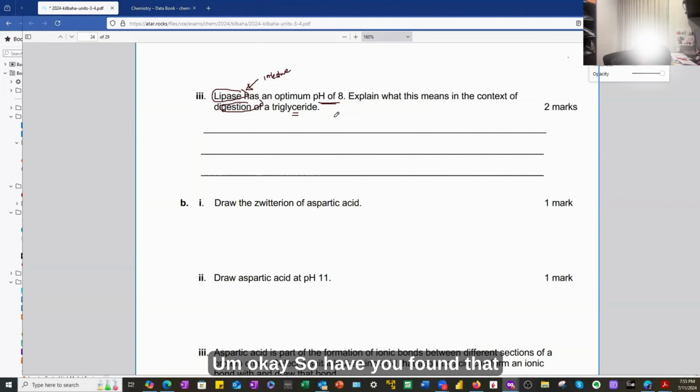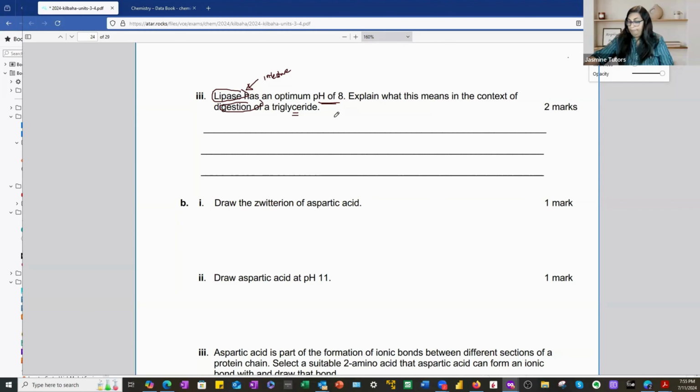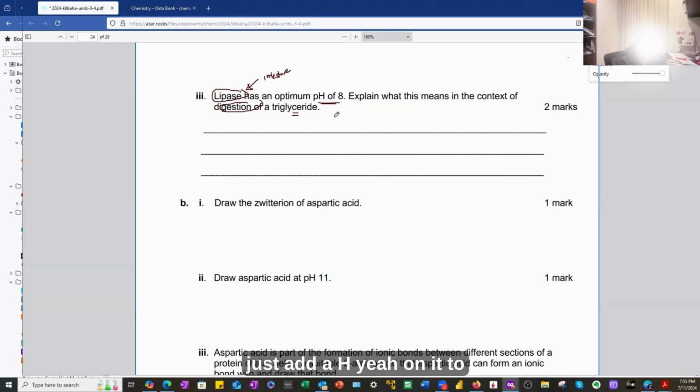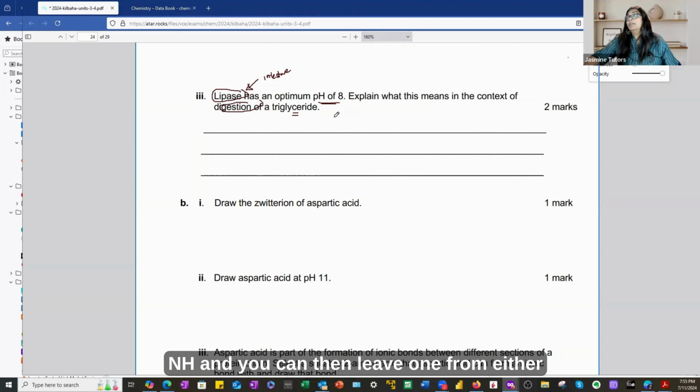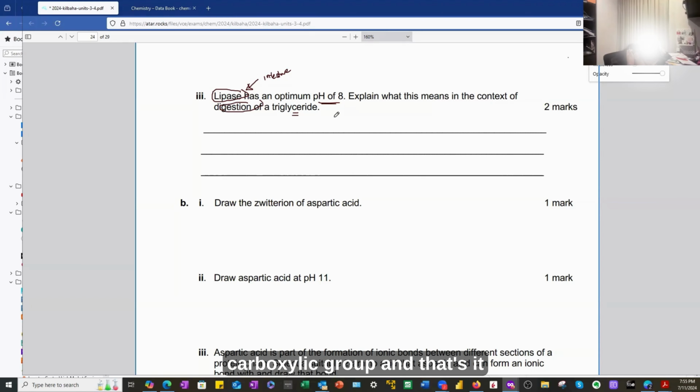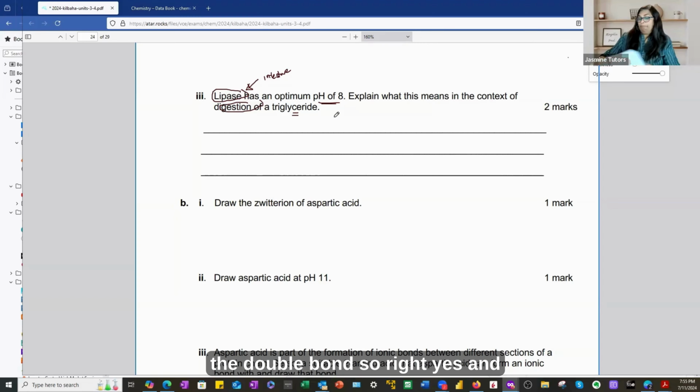So have you found that? So wouldn't it just add an H? Add an H to the NH2, and then take away one from either carboxylic group. That's it. So just lose the double bond O, right? Yes.